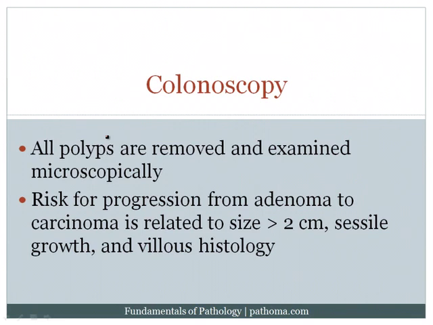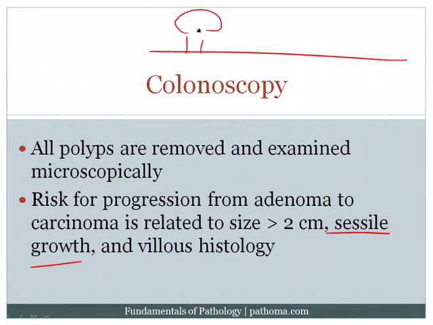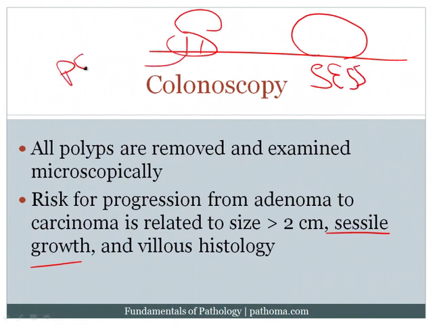Number 1, size greater than 2 centimeters. If you have a polyp greater than 2 centimeters, that would suggest an increased theoretical risk. Also, if there's sessile growth, what does that mean? When you look at polyps, polyps can grow in 2 ways. The first way, as I'm illustrating here, is a pedunculated polyp where it grows off a stalk. And the other way would be for the polyp to grow flat along the wall. So this pattern is called the sessile pattern, and this pattern is called the pedunculated pattern. And the sessile pattern theoretically has more risk to develop carcinoma.